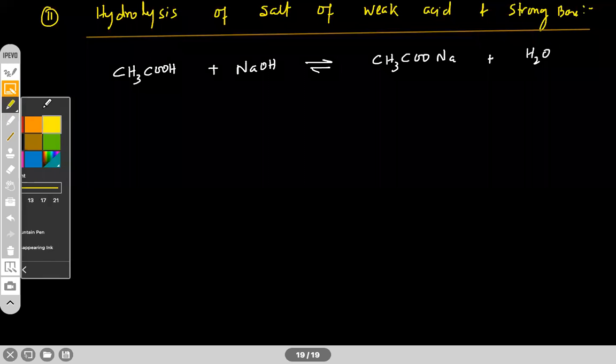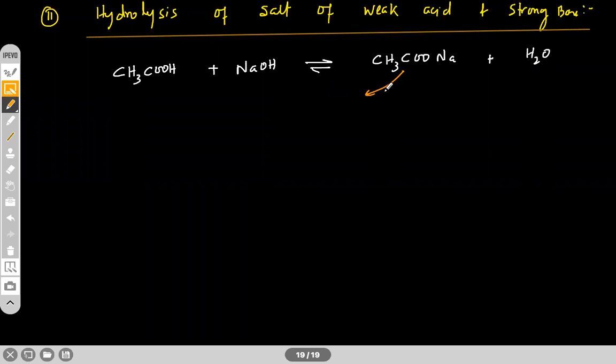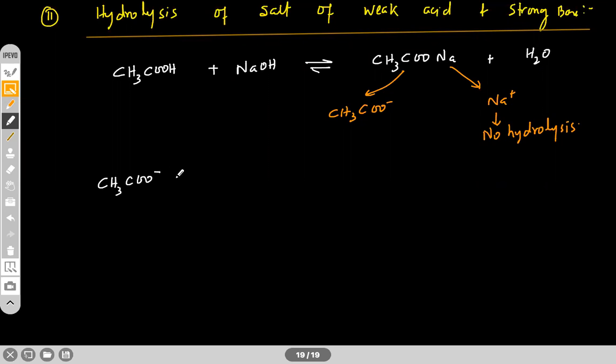Now this salt dissociates into CH3COO minus and Na plus. Na plus is the cation of a strong base, so for this we have no hydrolysis. Only CH3COO minus will go under hydrolysis. So what happens in this? We have CH3COO minus plus H2O, the hydrolysis reaction. It forms CH3COOH plus OH minus.